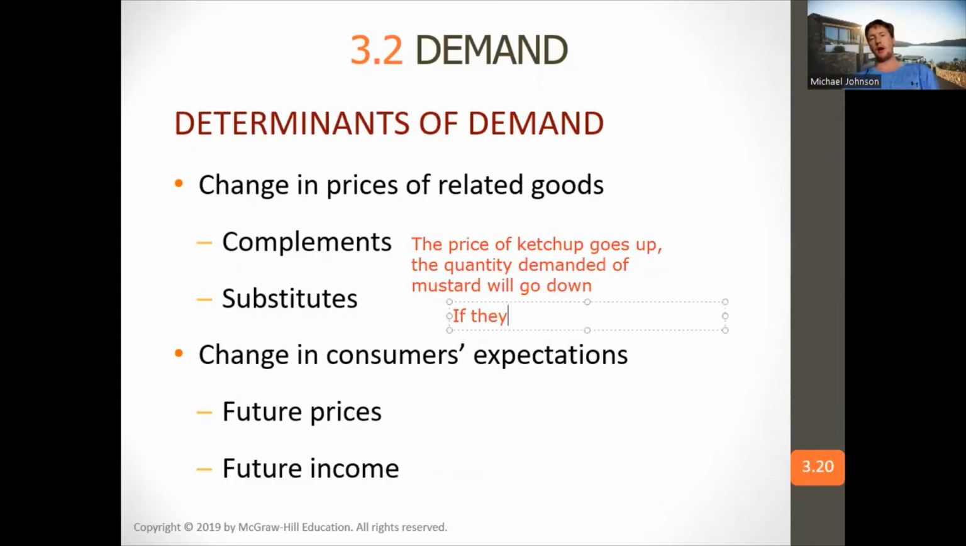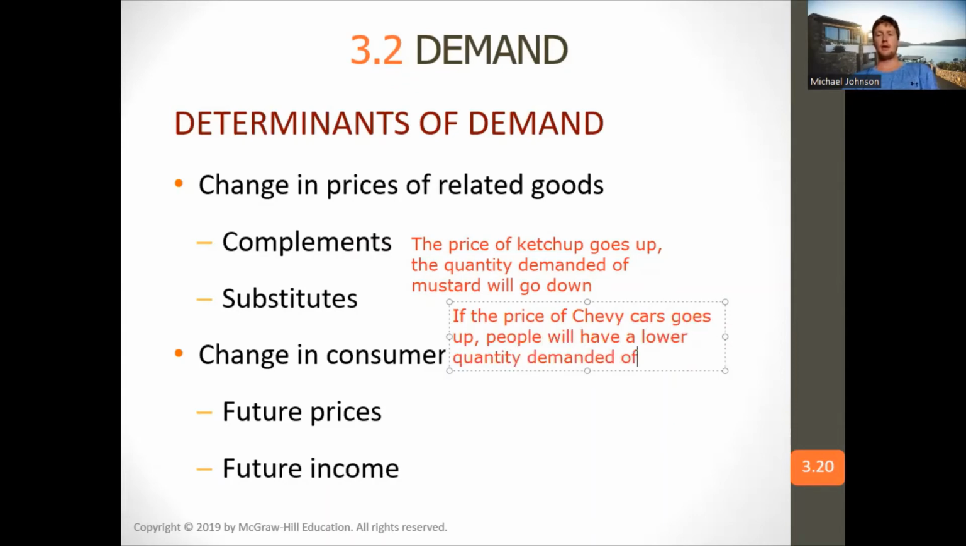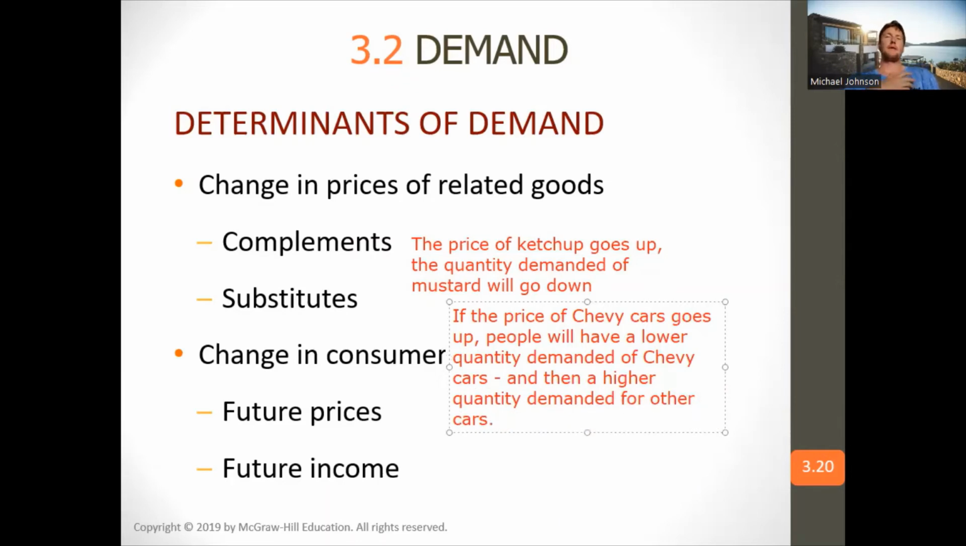And then substitutes. For example, if the price of Chevy cars goes up, people will have a lower quantity demanded of Chevy cars, and then a higher quantity demanded for other cars. So they'll pay for other cars instead at a higher rate because Chevy became more expensive. They'll pick the cheaper ones.